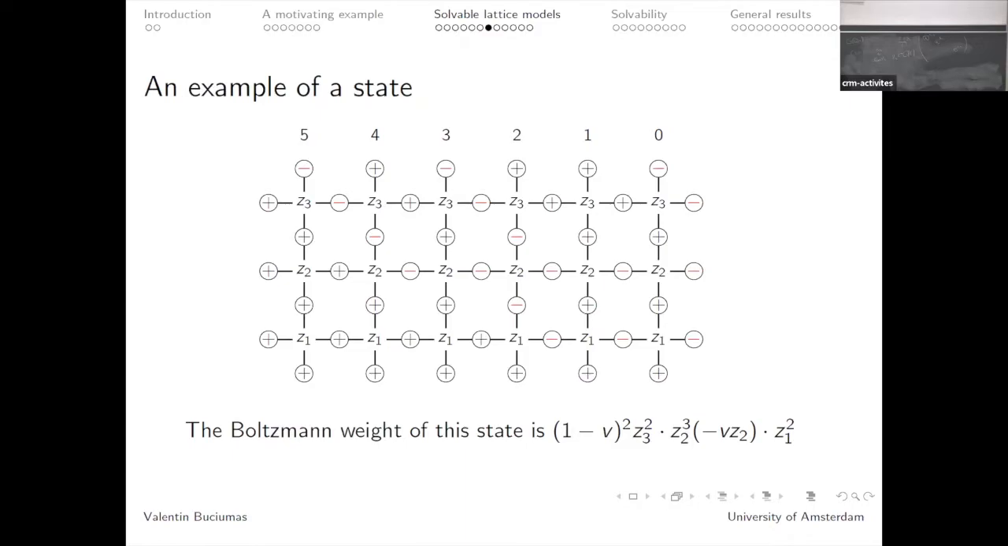How can we see this? Basically, you have to go row by row, column by column, and compute each Boltzmann weight. So for example, the Boltzmann weight of this configuration is 1. The Boltzmann weight of this configuration is 1 minus V times Z3. This is 1 again. This is 1 minus V Z3. This is 1 and 1. So for the first row, we have this factor, and then so on and so forth.